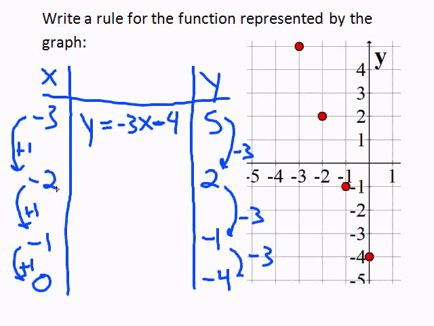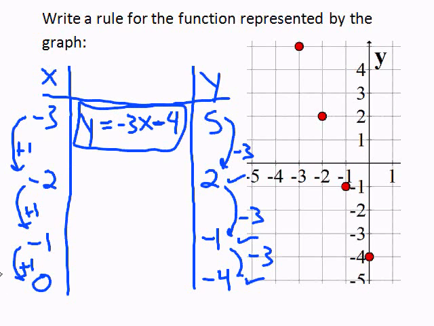See if this works for the second one. -3 times -2 is a +6. Minus 4 is 2. So our function works for the second one. What about the third one? -3 times -1 is +3. Minus 4 is -1. So it checks out for the third one as well. What about the fourth one? Y equals -3 times 0, which is 0, minus 4 is -4. So it works out for the fourth as well. This means our rule is y equals -3x minus 4.